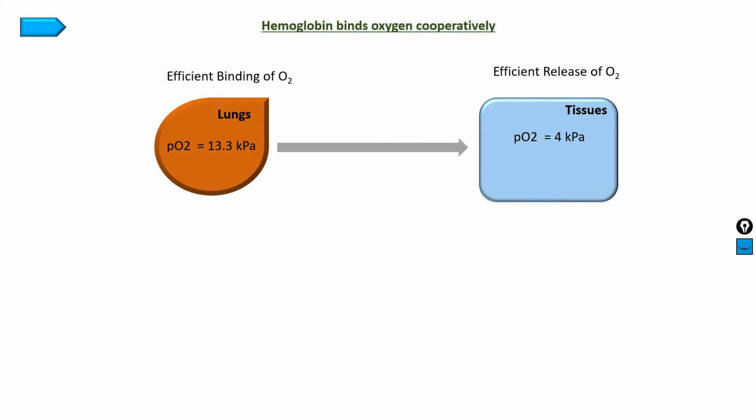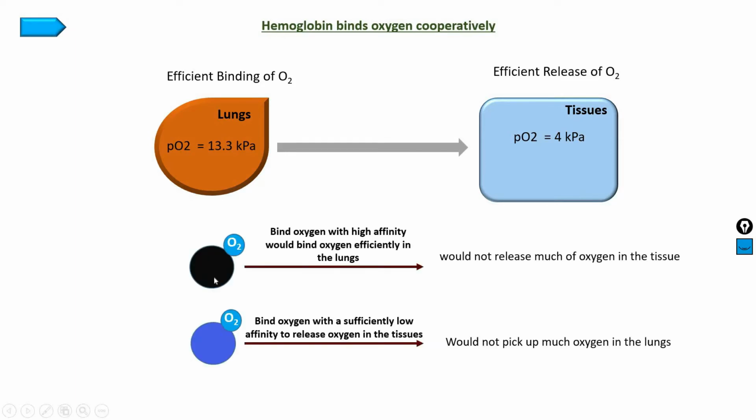There are two proteins that have the ability to bind oxygen, so any protein that binds oxygen efficiently in the lungs and releases oxygen efficiently in the tissues is appropriate for transport of oxygen to the body's organs and tissues. Suppose a protein binds oxygen with high affinity; it would bind it efficiently in the lungs, but it would not release much oxygen in the tissues. And another protein binds oxygen with a sufficiently low affinity to release it in the tissues, but this protein would not pick up much oxygen in the lungs.